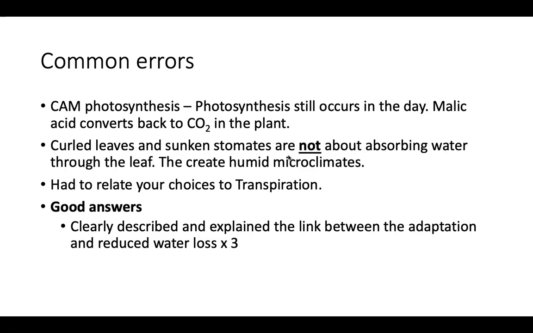Curled leaves is really about reducing the amount of surface area that's exposed to the sun. And by having that curled environment, it allows a humid microclimate to form near the leaf. And if there's humidity outside of the leaf that's been formed because of the curled nature, then that loss of water vapor through transpiration is reduced. And likewise, the sunken stomates does a similar sort of thing. It creates a little humid microclimate, which then reduces the amount of water lost through transpiration, the amount of water being pulled out through that transpiration process.